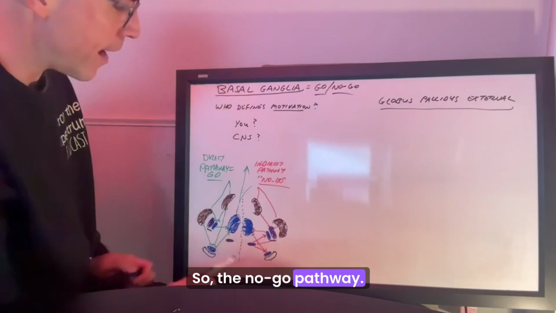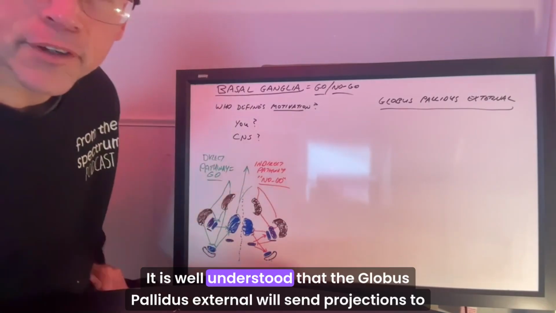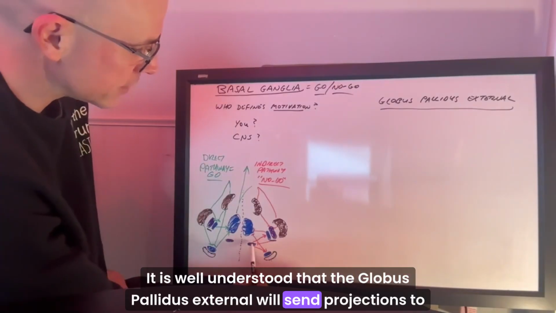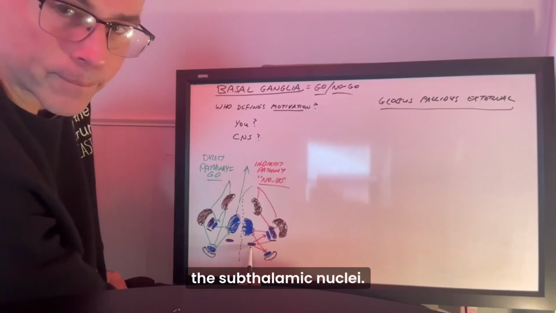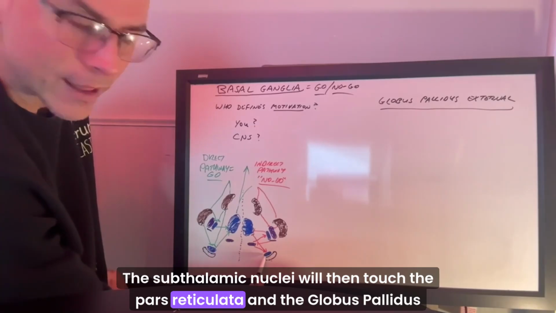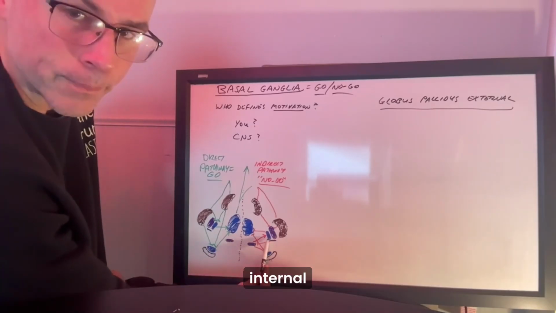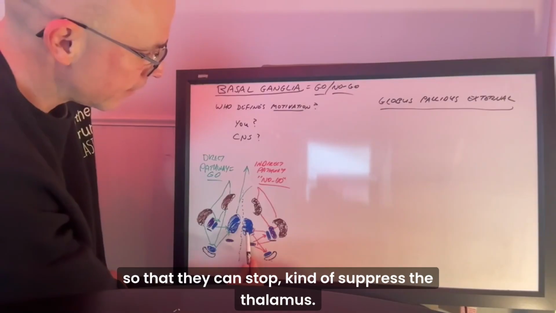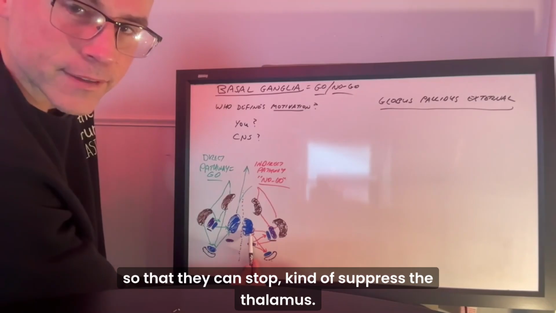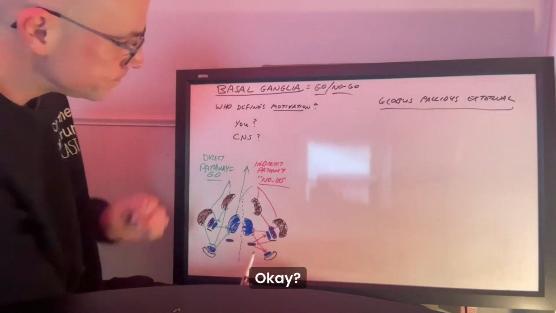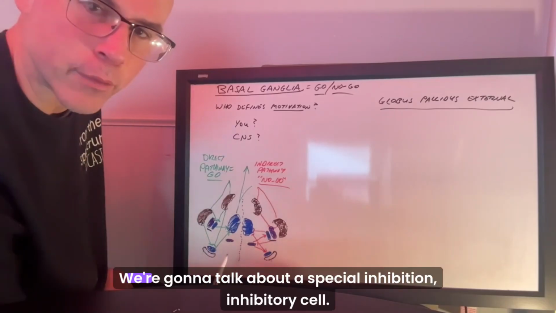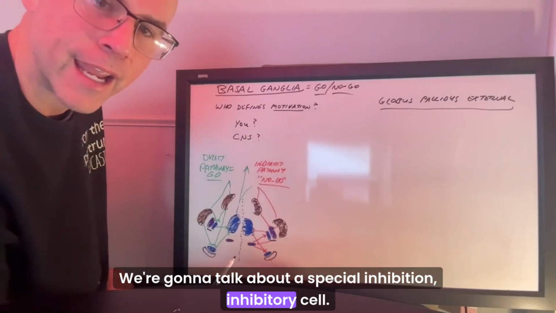So the no-go pathway. It is well understood that the globus pallidus external will send projections to the subthalamic nuclei. The subthalamic nuclei will then touch the pars reticulata and the globus pallidus internal so that they can stop, kind of suppress the thalamus. Okay? Remember, this is all GABA. All of this is inhibition. We're going to talk about a special inhibitory cell.